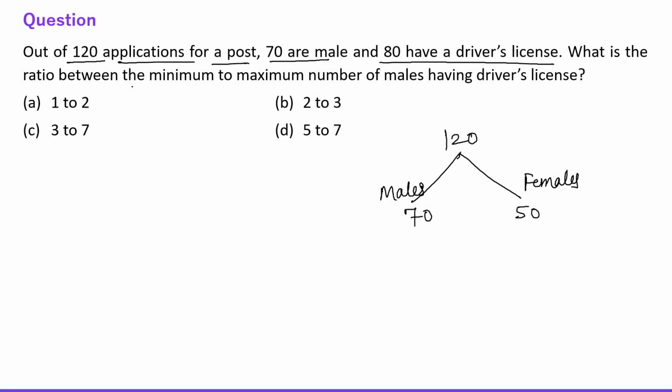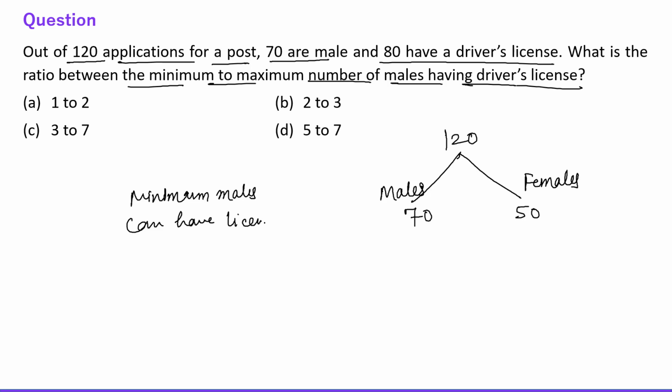What is the ratio between the minimum and maximum number of male having driver's license? See everyone, when we need to find the minimum males to have driver's license, it means all the females will be having driver's license. So minimum males can have license is equal to 30, right? And maximum male can have license is equal to 70, right everyone?